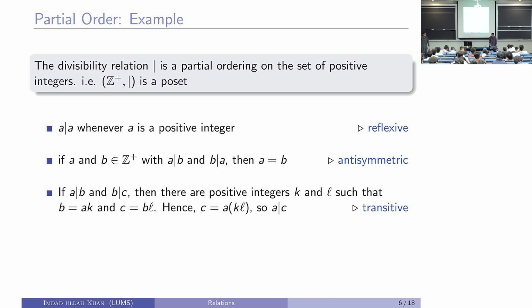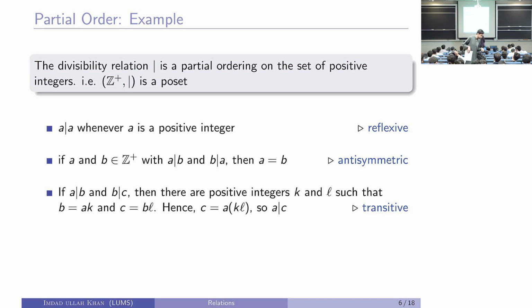Okay. A is related to B if A divides B. So, does any number divide itself? Any positive integer divides itself, right? So it is a reflexive relation. Reflexivity is there, right.